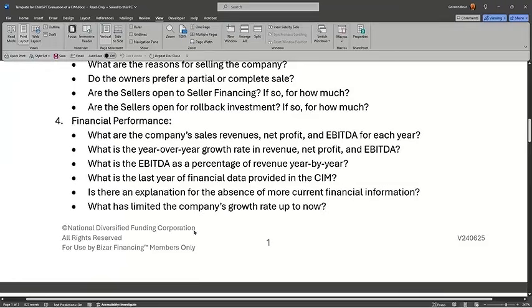What has limited the company's growth rate up to now? Like I said, a lot of times we're going to find those answers in there. You're going to see there was COVID, and with COVID we lost half our sales, and then as COVID decreased, we gained them all back again, and now we're growing like a weed. That kind of stuff will be in there, and it gives you a rationale for how the company got to be what it is and what challenges that may or may not present for you.